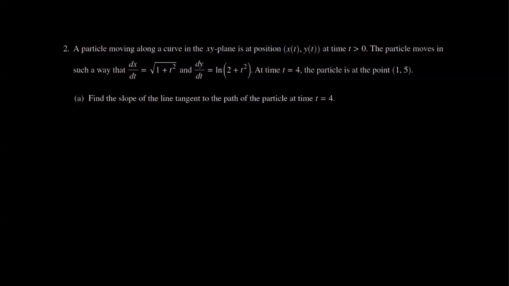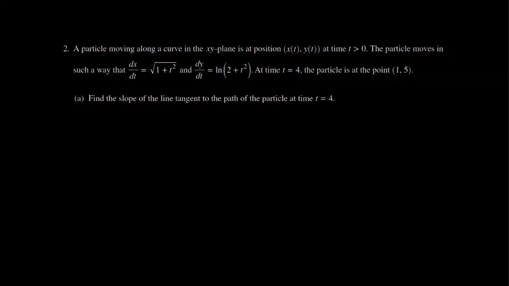In this problem, we are given that a particle moving along a curve in the xy plane is at position x(t), y(t), which is a parametric function of time, for time t greater than 0. The particle moves in such a way that the derivative of x with respect to time is equal to the square root of 1 plus t squared, and the derivative of y with respect to time is equal to the natural log of 2 plus t squared. We are also given that at time t equals 4, the particle is at the point (1, 5).